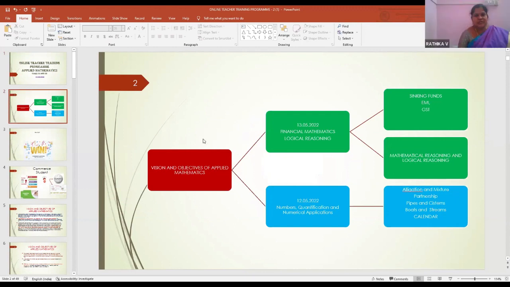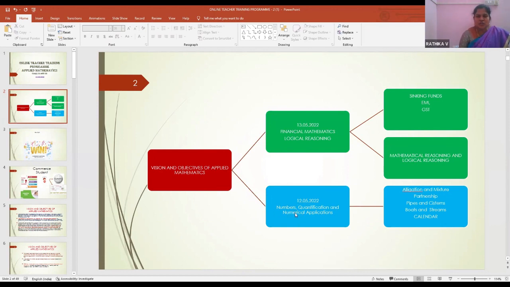Okay. So today's session, we are going to deal with the main topics in 2 days. I'm going to take today and tomorrow. The main topic is vision and objectives of applied mathematics. So on 12th today, we are going to learn what is the vision and also what is the objective.